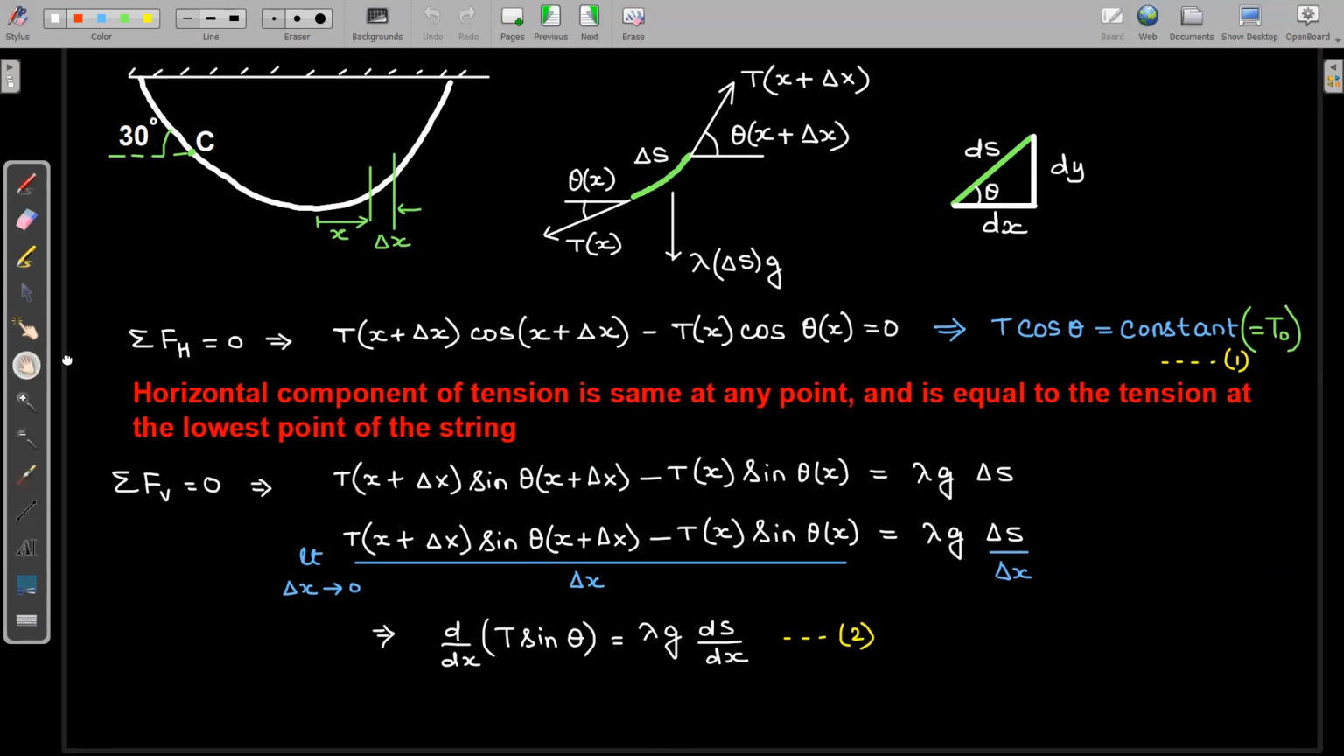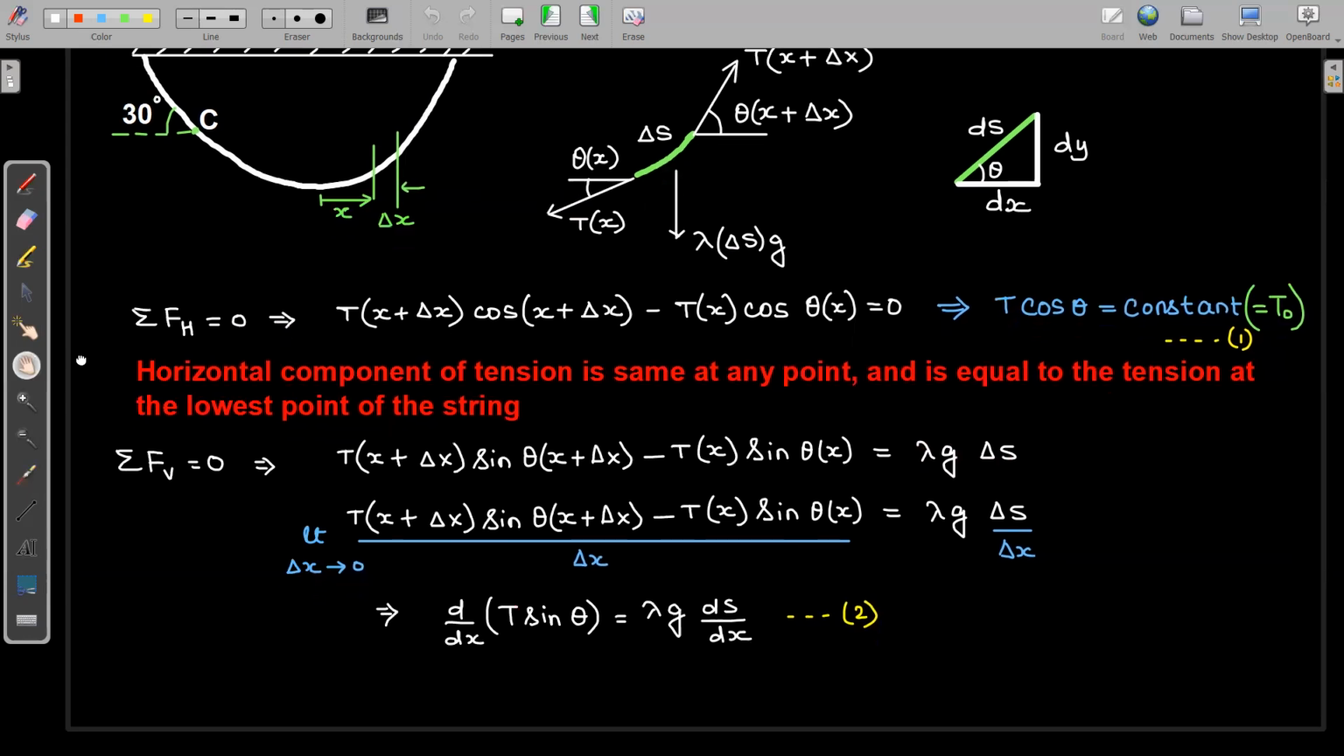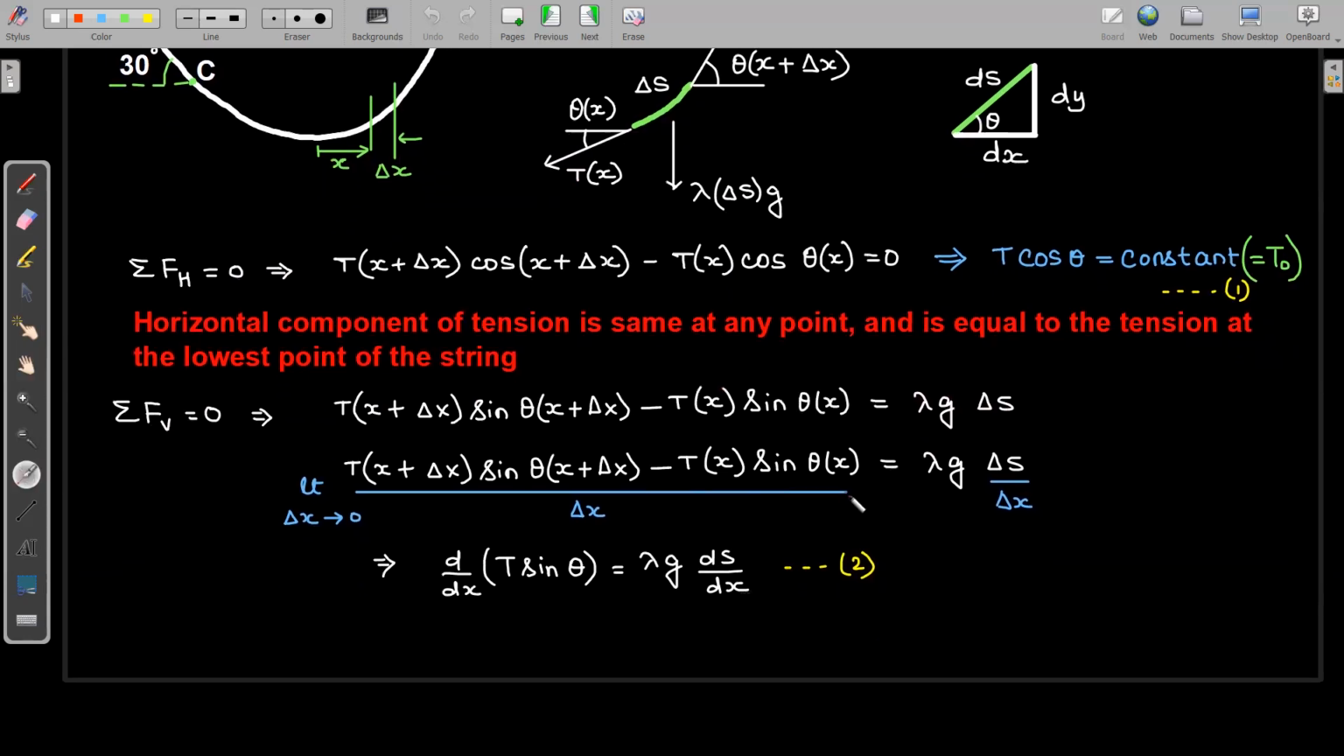Now suppose I make the net force in the vertical direction zero. You can see that the sine components will come in the vertical direction. So in the vertically upward direction, we have T(x + Δx) sin θ(x + Δx) minus T(x) sin θ(x). This difference is going to balance the weight of this element. Now, if I divide this on both sides by delta x, and delta x tends to zero, since I am considering a very small element, then this is simply the definition of a derivative in the form of limits.